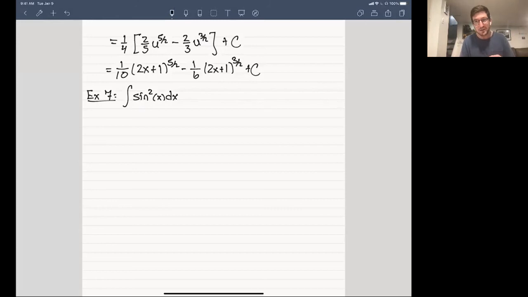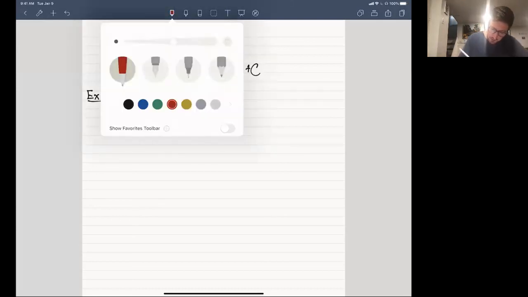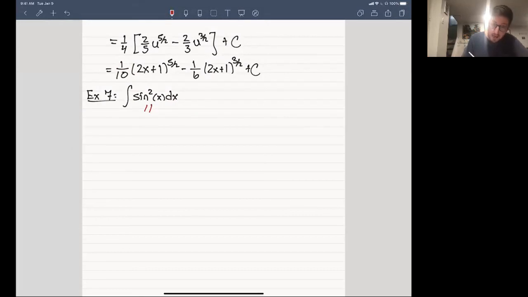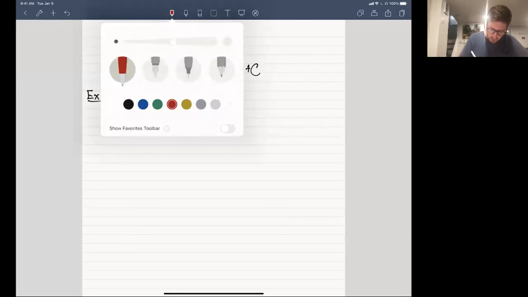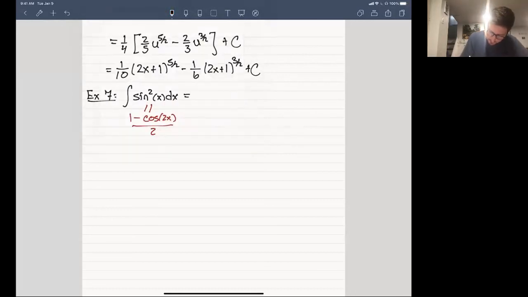Well, trigonometric functions come with all kinds of trigonometric identities, right? So what we're going to use is a nice trigonometric identity, which tells us that sine squared is actually equal to 1 minus cos of 2x divided by 2. Okay, so let's see if this helps us. I'm going to pull the divided by 2 out front just to make it look a little cleaner in presentation. 1 minus cos of 2x dx.